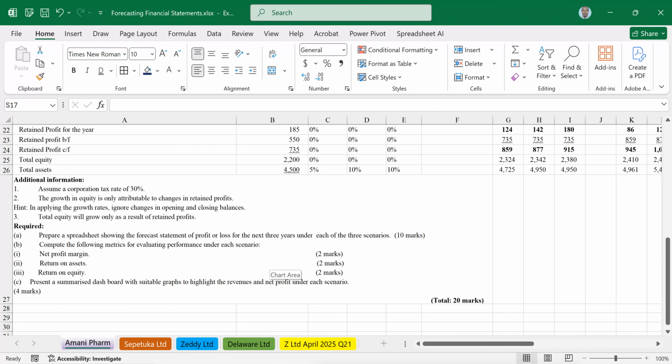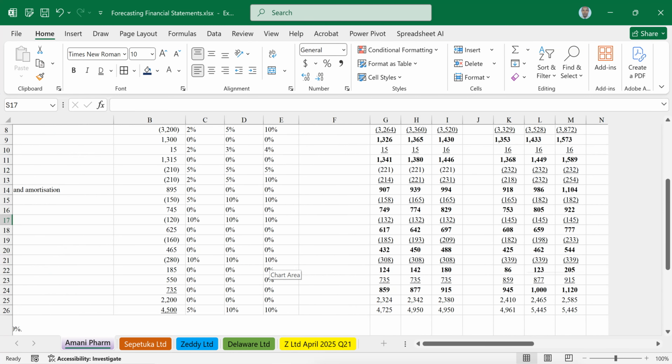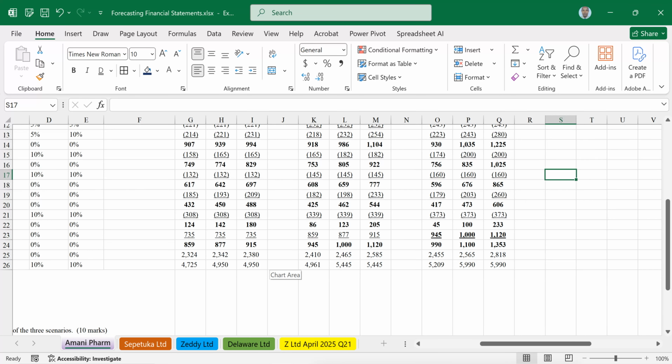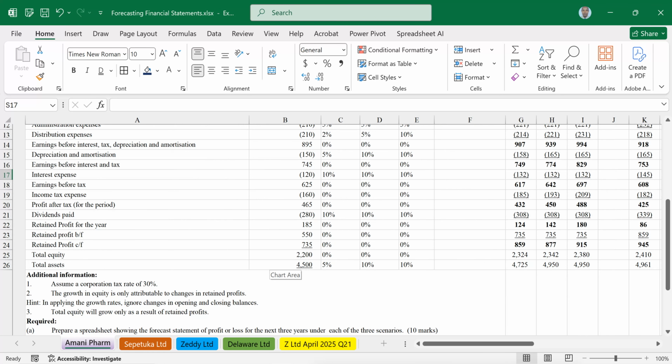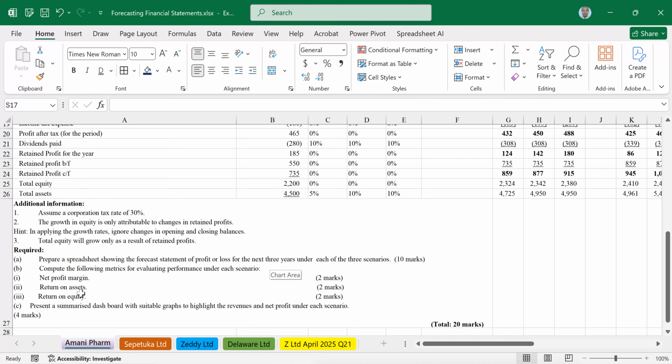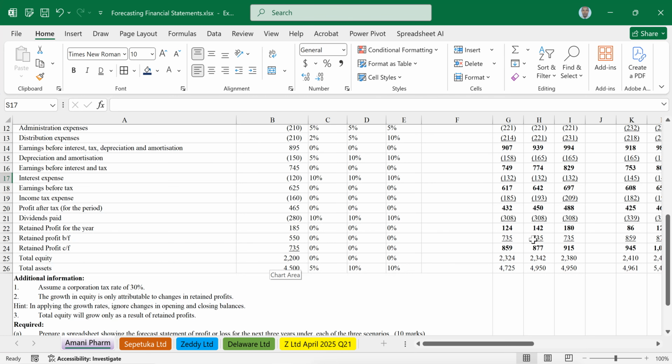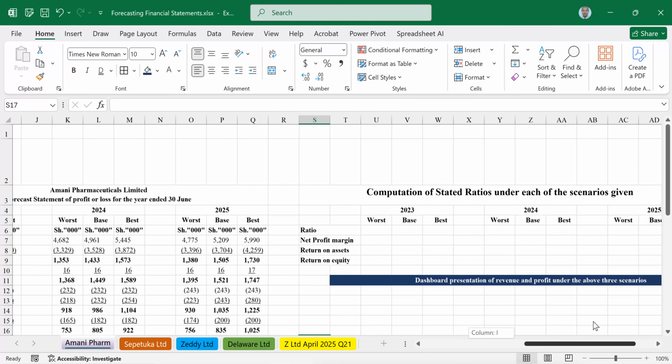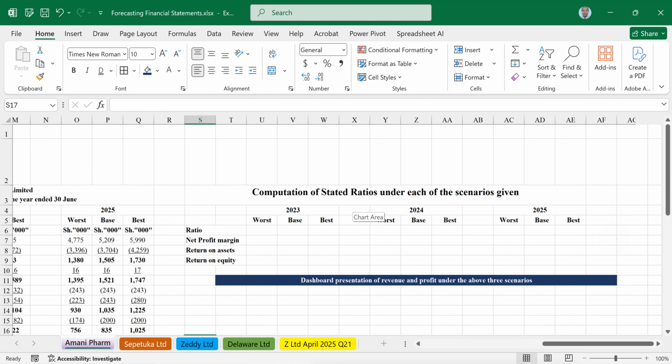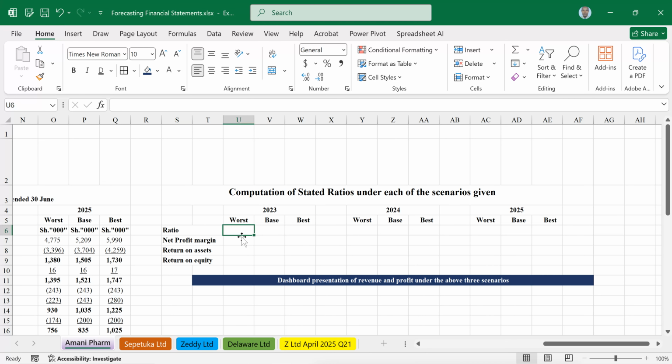After forecasting part A, we move to the other remaining part, that is part B. Compute net profit margin, return on assets, and return on equity under each scenario. Now net profit margin, we have a summary where we want to get those answers. Net profit margin is simply net profit over revenue. So that will be equal sign.